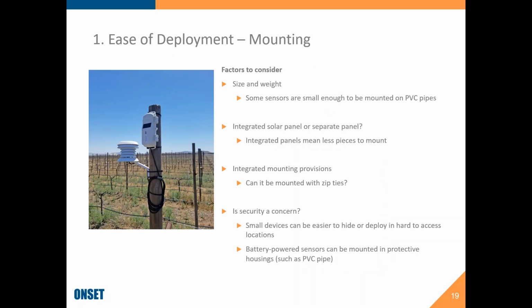Another factor in ease of deployment is mounting. Generally, the smaller the wireless transmitters are, the easier they are to mount. And you want to look for ones that have integrated mounting provisions. I love being able to mount things with zip ties because they're just so easy to carry around and install. And if you need to move them, you cut them off. So that's one of the things that I often look for when deploying field equipment.